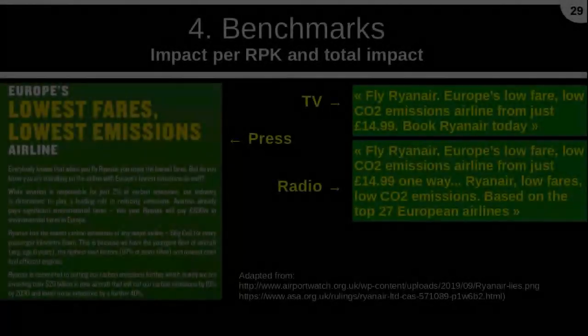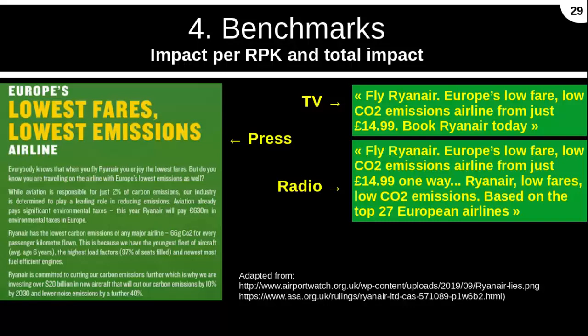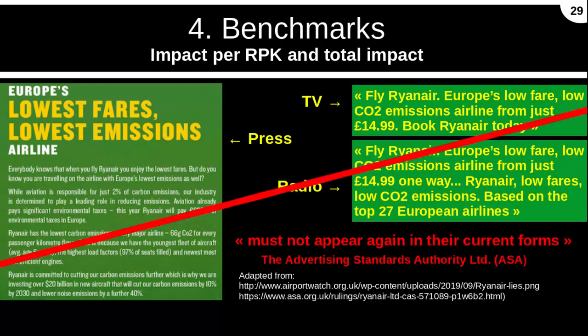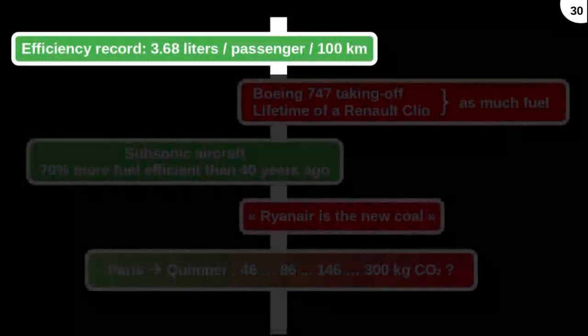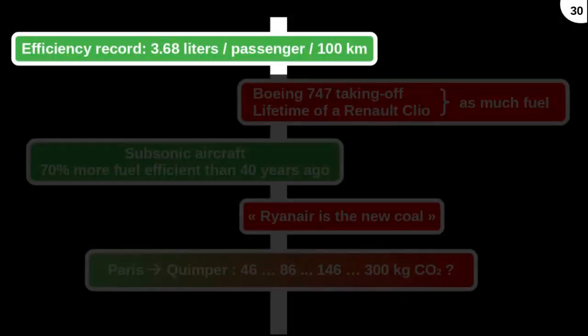Now let's have a look at airlines. At first, at these ads by Ryanair in 2019. They were banned by the Advertising Standards Authority in the UK. Why? Let's first come back to slide 4. An efficiency record is put forward, 3.68 liters per passenger per 100 kilometers.